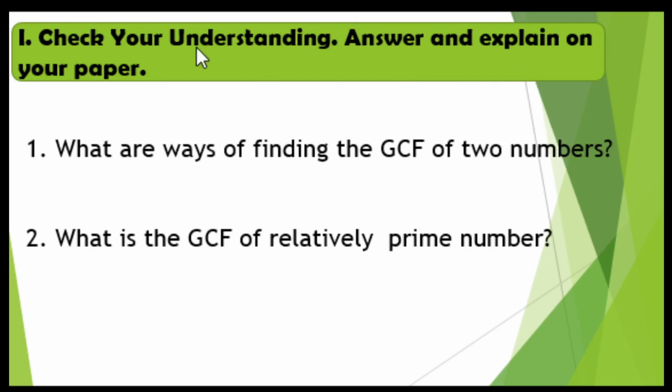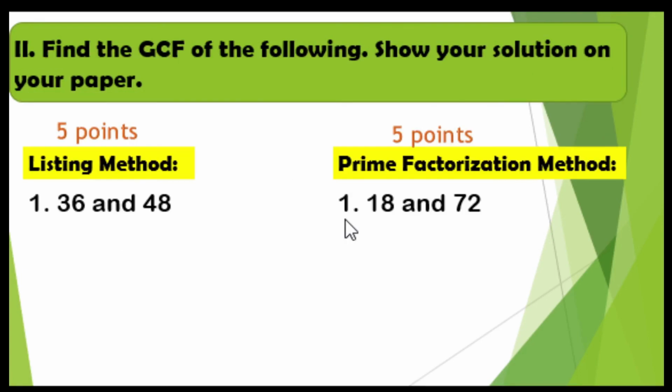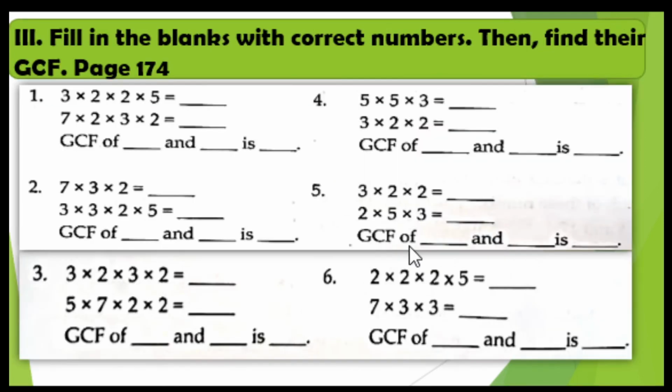For your first activity, check your understanding. Answer and explain on your paper. You have to answer 1 up to 2. For your second activity, find the GCF of the following. Show your solution on your paper. 5 points for listing method and 5 points for prime factorization method. For your test 3, fill in the blanks with the correct numbers, then find their GCF. This activity can be found on page 174. You have to answer 1 up to 6.